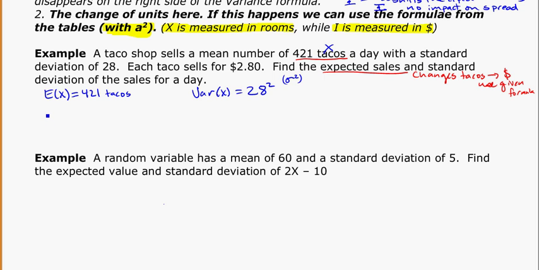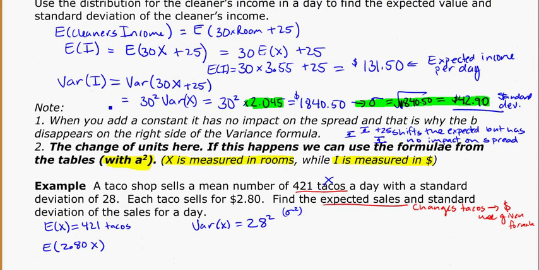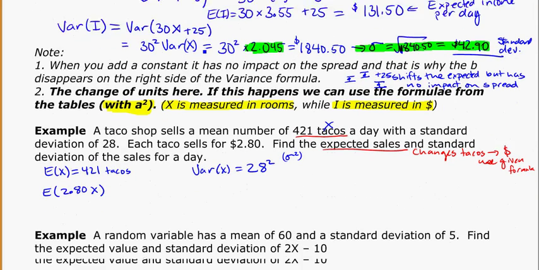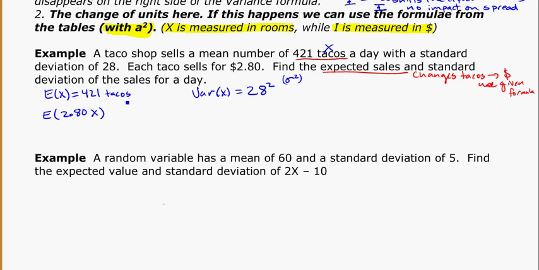So what I'm looking at here is a situation where I'm looking for the expected value, $2.80 times the number of tacos. There's not a plus term here like there was in the question above, where we also had an additional $25 a day. Here we're just looking at straight tacos, no extra constant added onto it, so it's just the $2.80. And this is going to be for sales. You can probably write this in on the side, sales. That's the $2.80 times the number of tacos that are sold.